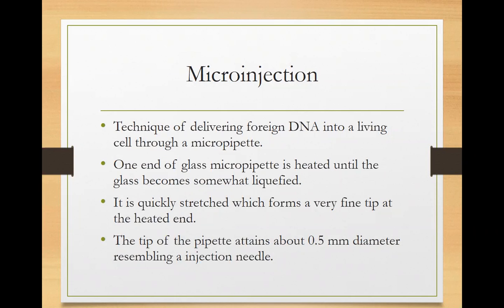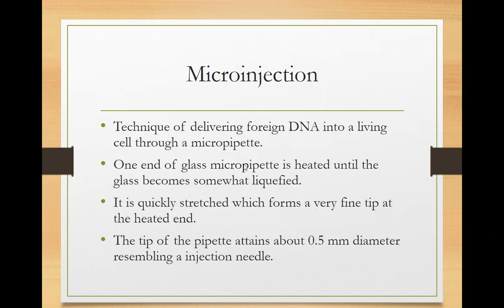You all know glass, when it is heated to the appropriate temperature, it gets liquefied, and don't allow it to completely melt. You just heat one end of the glass micropipette in such a way that it becomes slightly liquefied. When it becomes slightly liquefied, quickly you stretch that heated end so that a very fine tip is formed at the end.